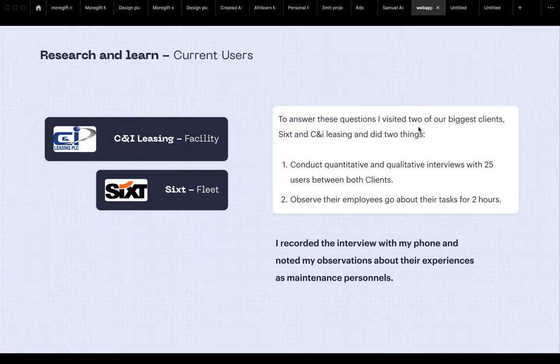To answer this question, I visited 2 of our biggest clients, Sixth and CNI Leasing, and I did 2 things. I conducted a quantitative and qualitative interview with 25 users between both clients. I observed their employees go about their tasks for 2 hours. I didn't do anything, I just sat down looking at them. I recorded the interview with my phone and noted my observations about their experiences as maintenance personnel.